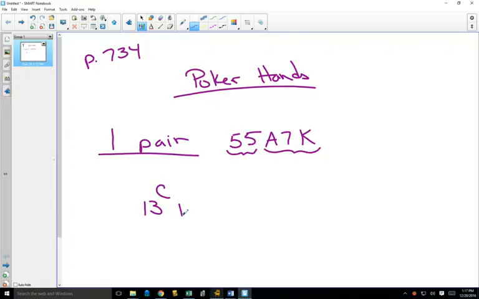Once I choose 5s, for example, how many 5s are in the deck? There's 4. So now we have to make sure we choose which 2 of the 4 we are going to pick. So 13 choose 1 times 4 choose 2. This together is all possible pairs.